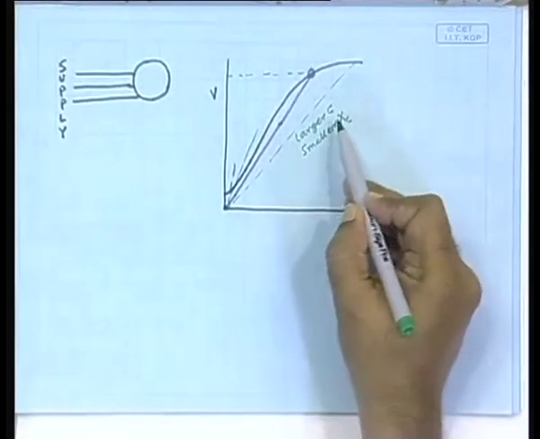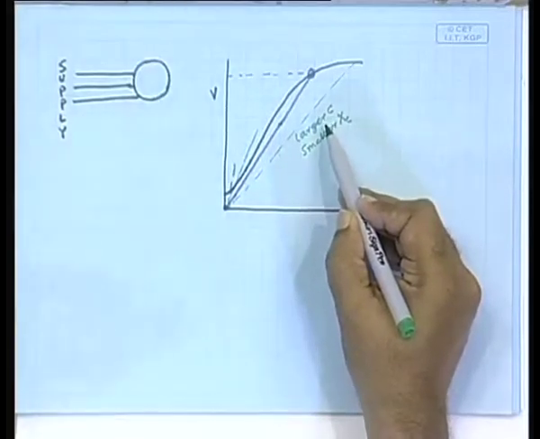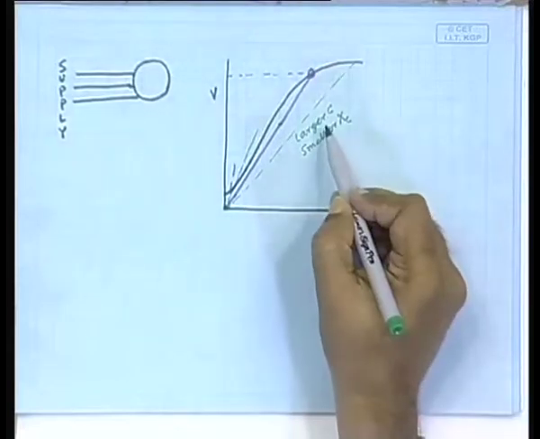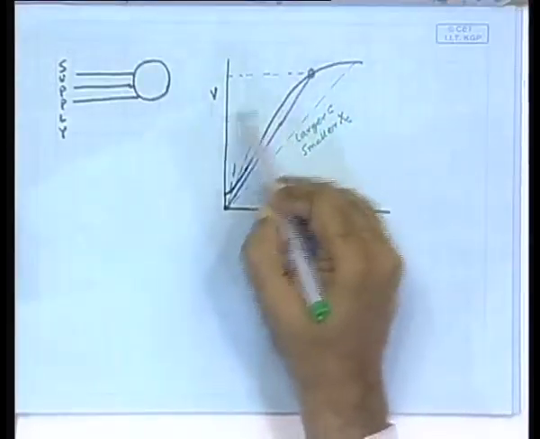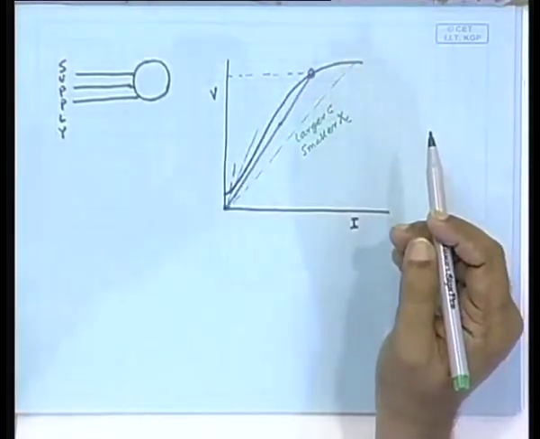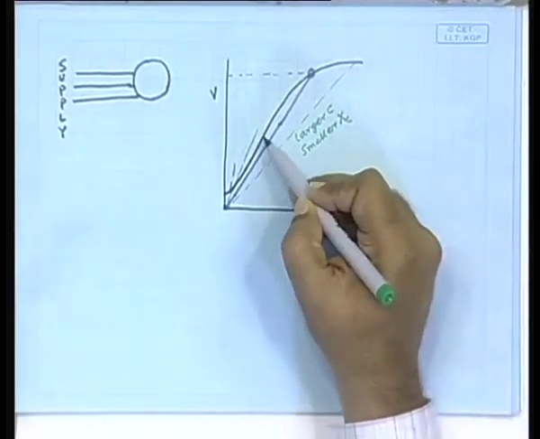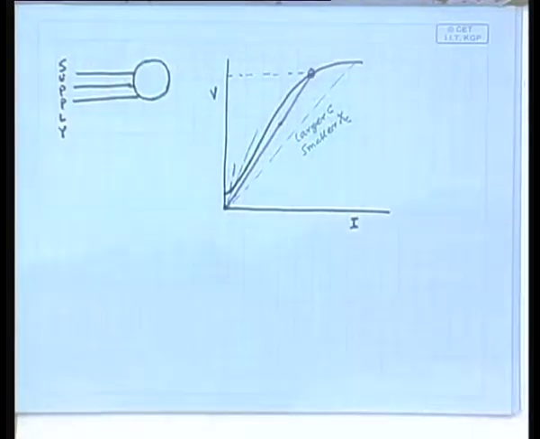Because see, ultimately what matters is the Xc. Xc is 1 by j omega C. So, C larger means smaller Xc, and also omega larger means a smaller Xc. So, this capacitor line will keep moving depending on the value of C and depending on the value of speed. So, only beyond a certain value it will self excite. So much about the process of self excitation.